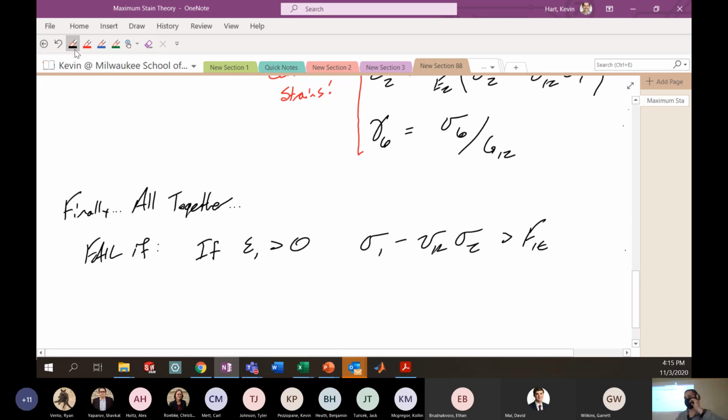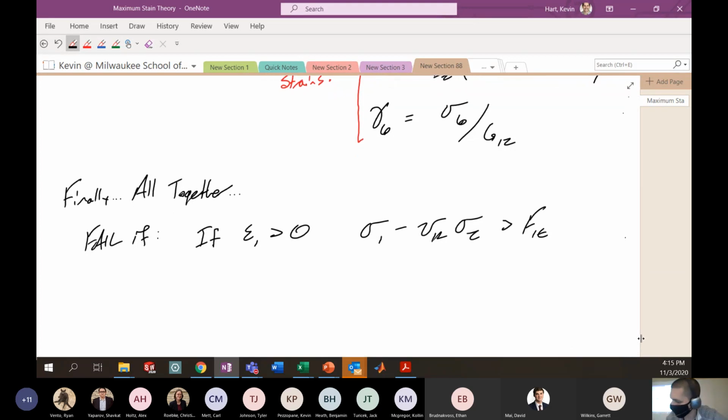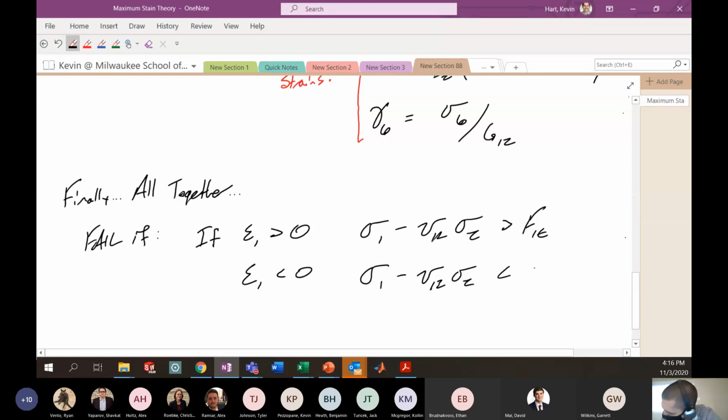Okay. And I'm being very specific here in saying that if your strain is greater than 0, meaning you have tensile strain in the one direction. If you have a compressive strain, you still have the same sort of equation. But here, this is going to fail if it's less than or equal to negative F1C. All right, so this is again the current state of strain on the piece compared to, quote unquote, the strain that would cause failure. Here again, we've just gotten rid of the 1 over E1 for both sides.